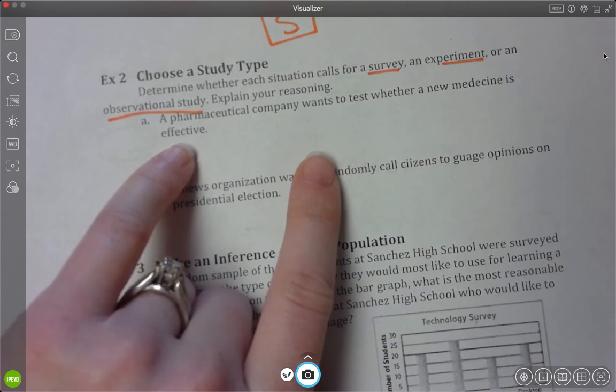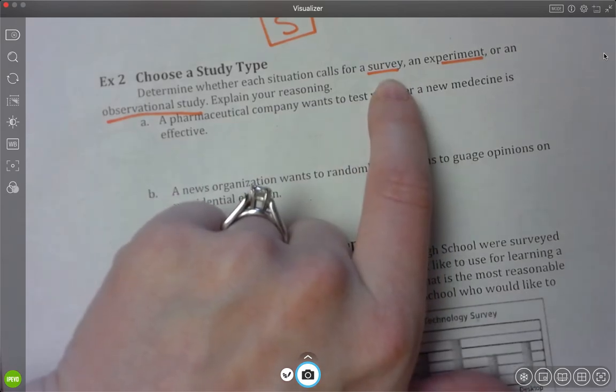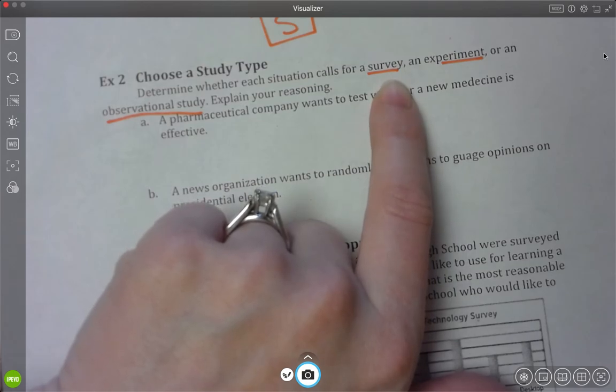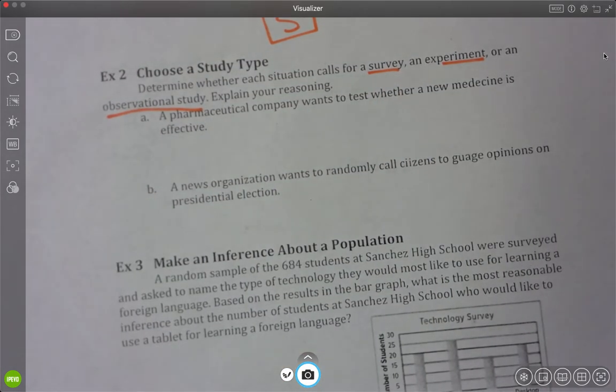We could do a survey, but there might be people that say, oh yes, I feel so much better, when they actually don't. And some people's definition of feeling so much better is different from other people's definition of feeling so much better.